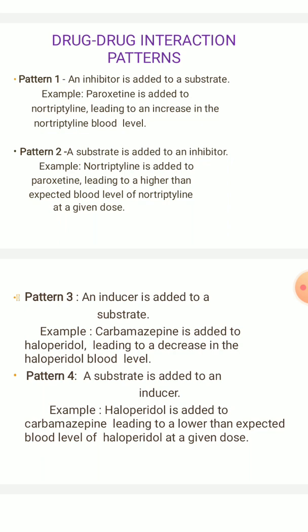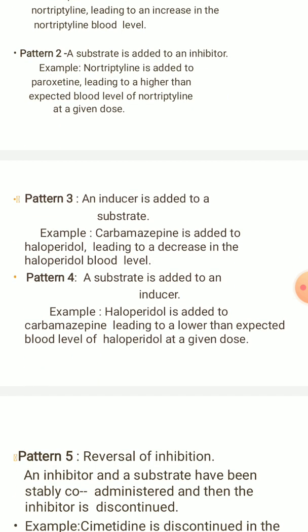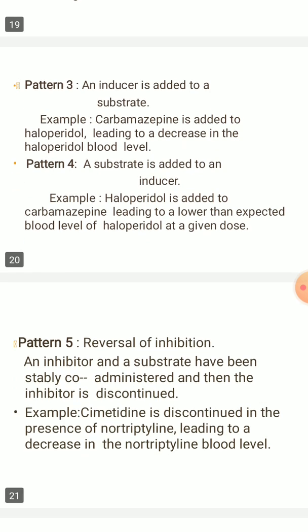Coming to pattern 4, what is going to happen? You are adding the substrate to the inducer. So haloperidol is acting as a substrate which is added to carbamazepine, which is acting as an inducer. This leads to a lower than expected blood level of haloperidol, the substrate, at a given dose. You are fixing the particular dose or concentration, and even then you observe a lower than expected level of the substrate in the blood.